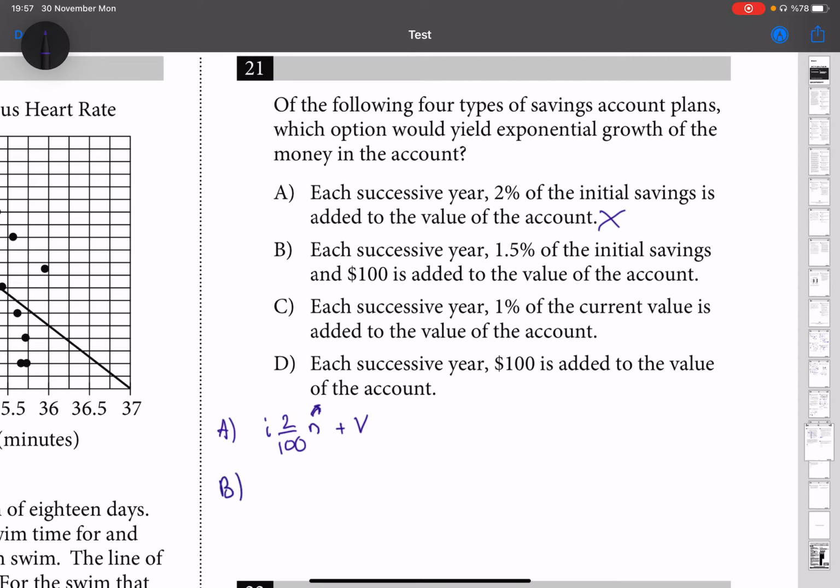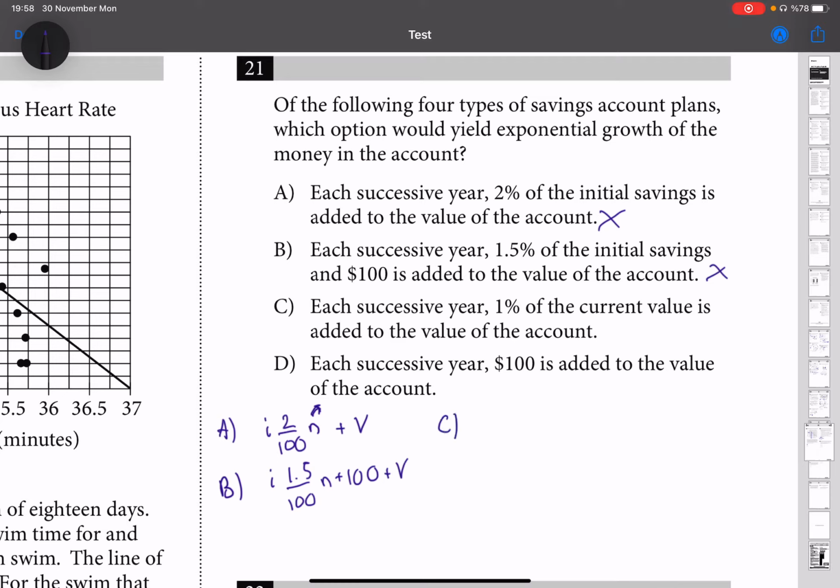Let's model B. Each successive year, 1.5% of the initial savings and $100 is added to the value of the account. So similar to the first one, this is a linear function, not an exponential function.